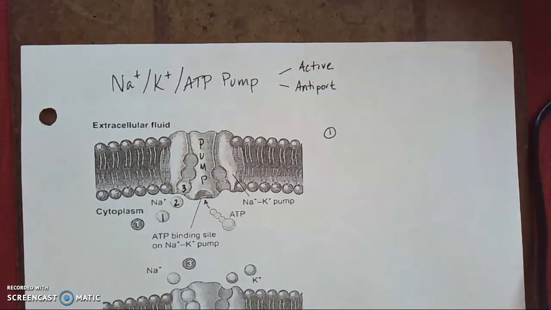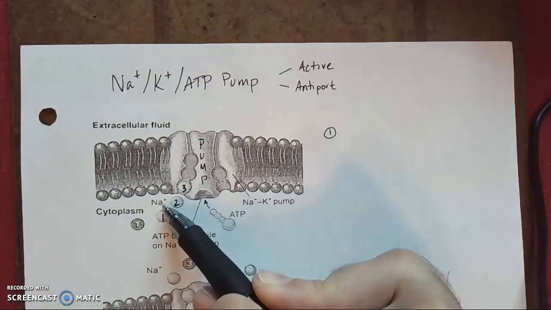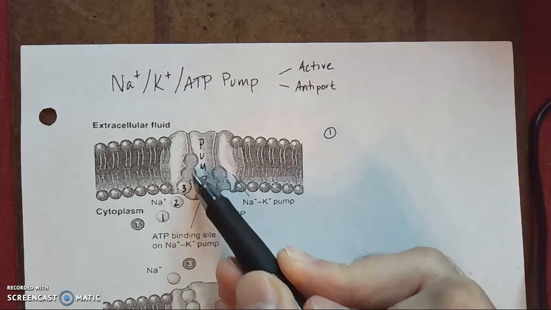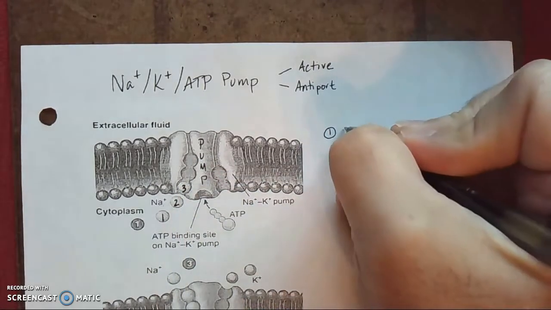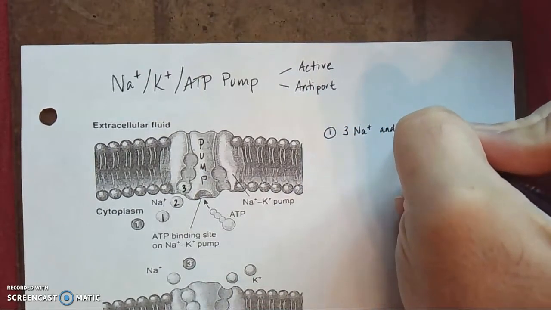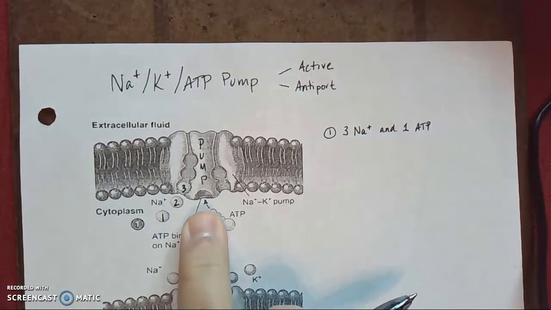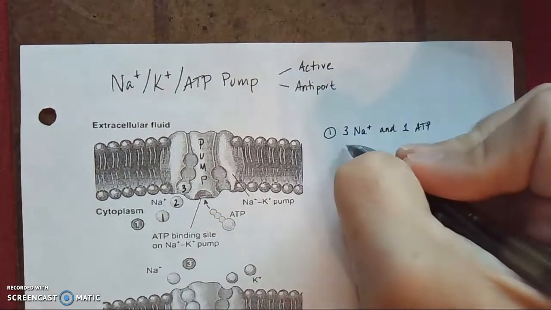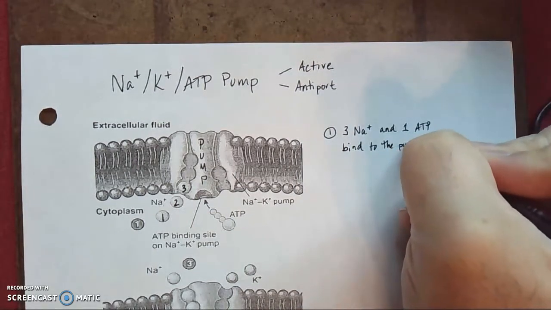So I'm going to number them 1, 2, and 3. You can see how these little representations of sodium ions fit inside of this pump. So 3 Na plus and 1 ATP, ATP right here fits into this little site. Those four things bind to the pump protein.